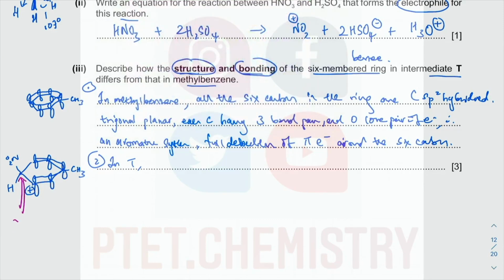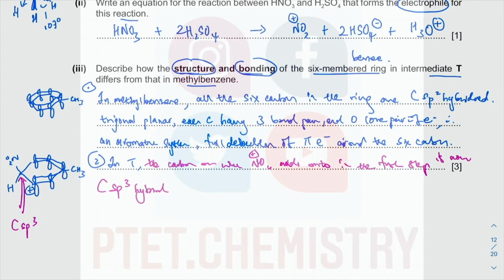carbon that is sp3 hybridized. Okay, the carbon on which NO2 plus adds onto in the first step is now sp3 hybridized. Therefore it's got 4 bond pairs. As you can see, it's got a hydrogen, it's got NO2, it's got 2 carbons that it is bonded to, 4 bond pairs, and carbon has 4 outer shell electrons that it uses for bonding throughout here. Therefore tetrahedral, 109 degrees at that carbon.